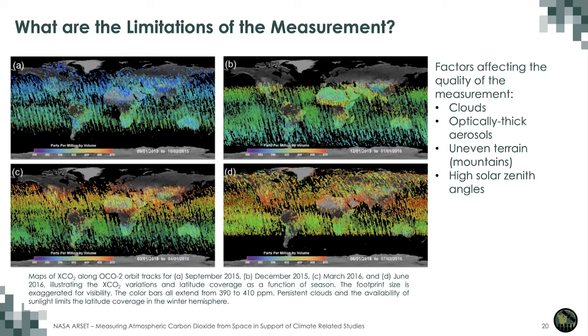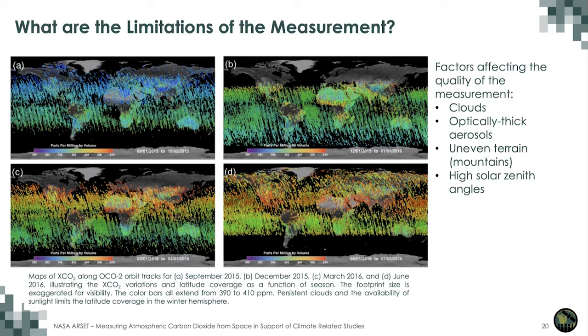So since OCO2 and OCO3 provide a measurement of average volume mixing ratio over the whole column, our ideal validation measurement to check against should also span the whole column so that we can get an apples to apples comparison. One key source of validation data that we use for these satellite missions is ground-based solar viewing spectrometers. The Total Carbon Column Observing Network, or TCCON, has a number of carefully calibrated high-resolution Bruker spectrometers in ground sites around the world.